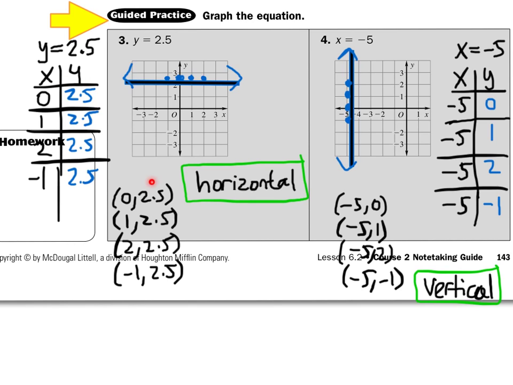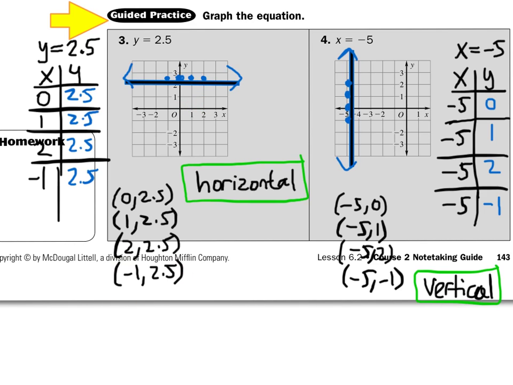So the first point is 0, 2.5. So I started at the origin. I didn't go right or left, but I got in the elevator and I went up 2.5. And I put a dot. And then I'm going to graph 1, 2.5. So I'm going to start at the origin, go to the right 1 and then go up 2.5 in the elevator and put my dot. Then I'm going to graph 2, 2.5. So start at the origin, go to the right 2, get in the elevator, go up to 2.5.